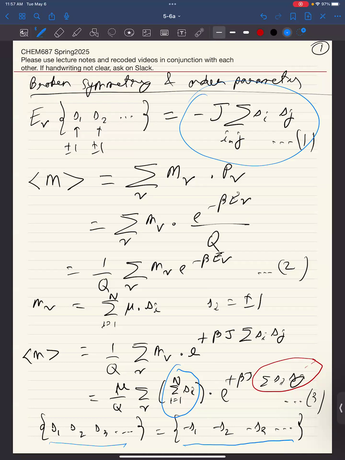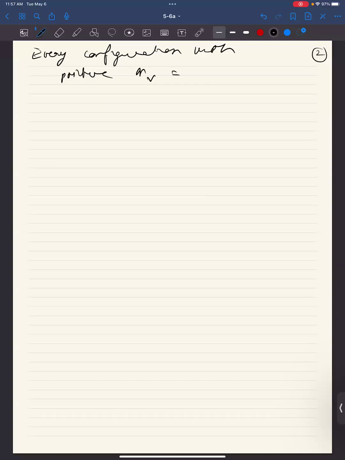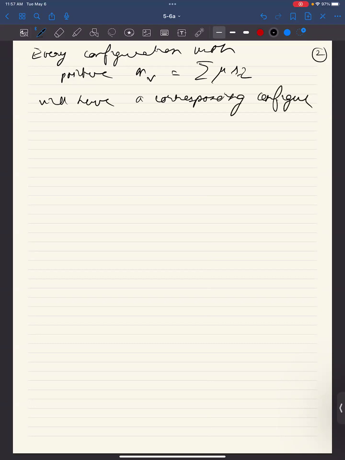So every configuration, in other words, every configuration with, let's say, positive M nu equal to summation mu Si will have a corresponding configuration with M nu equal to summation mu minus Si with equal probability.